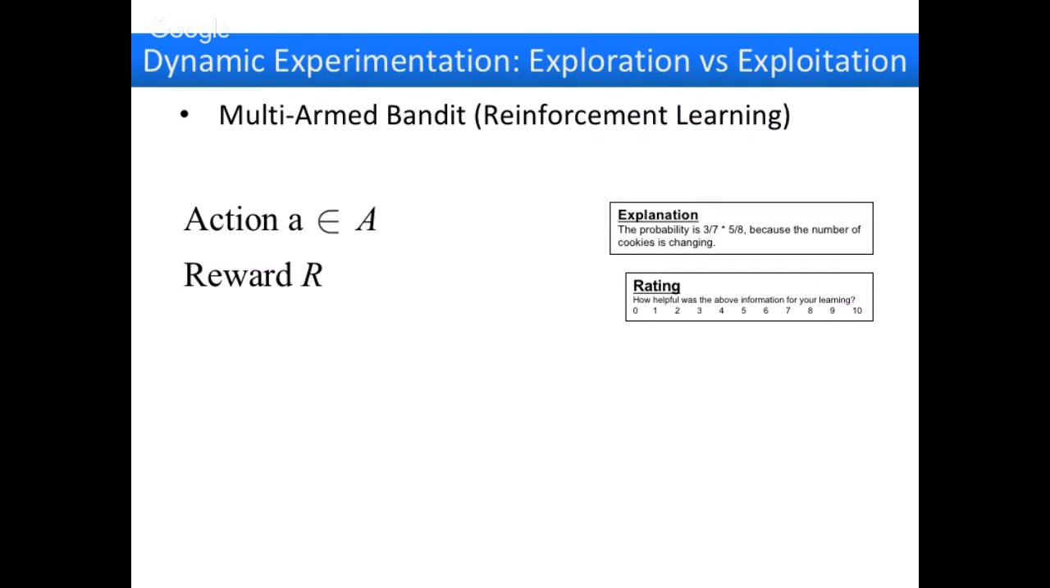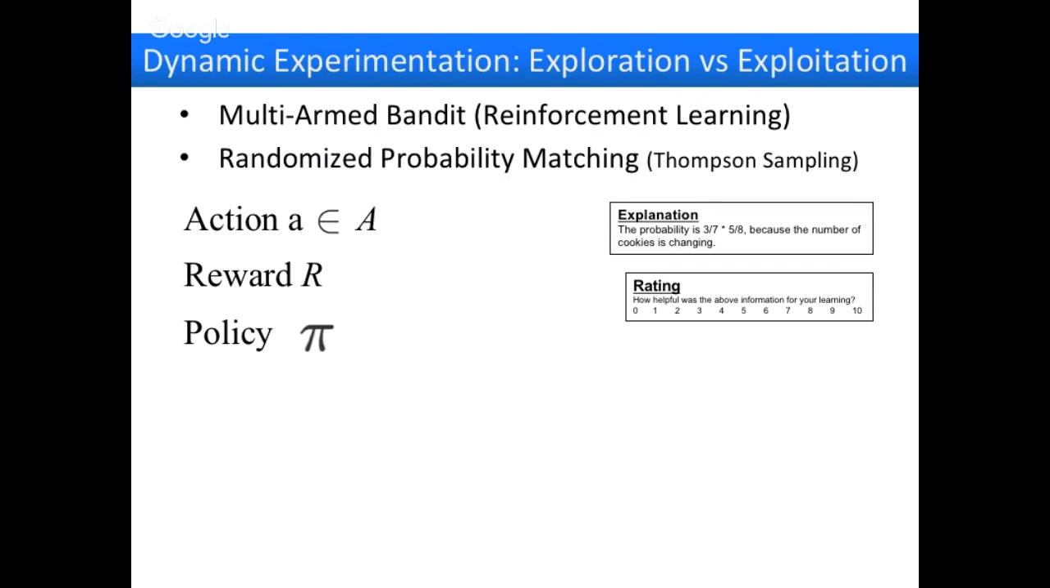And I use them in my case because I don't want to give students low-rated explanations. I want to quickly figure out what's working. So the other part of a multi-arm bandit is the policy. At any given point in time, for student 1 or 10 or 20, what explanation should you assign to them? And so the policy that I use uses randomized probability matching. It's an algorithm called Thompson sampling that's based on Bayesian inference.